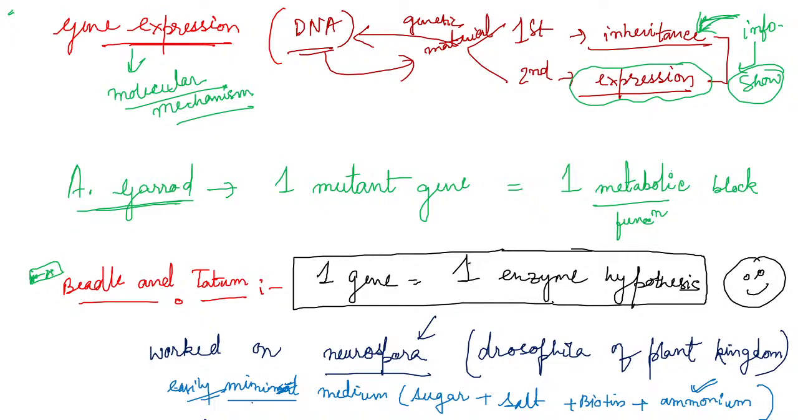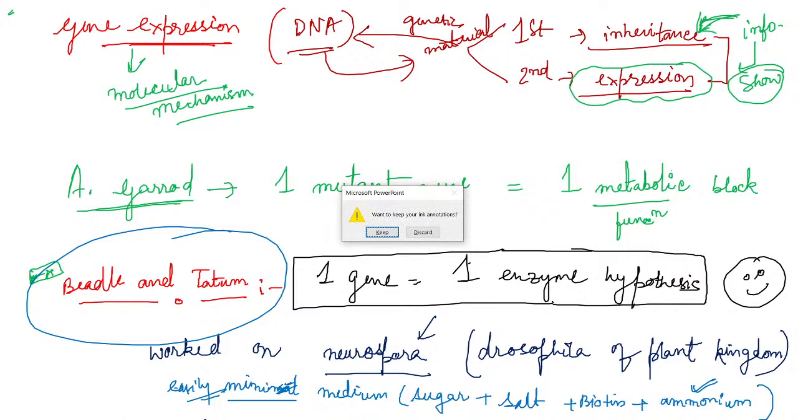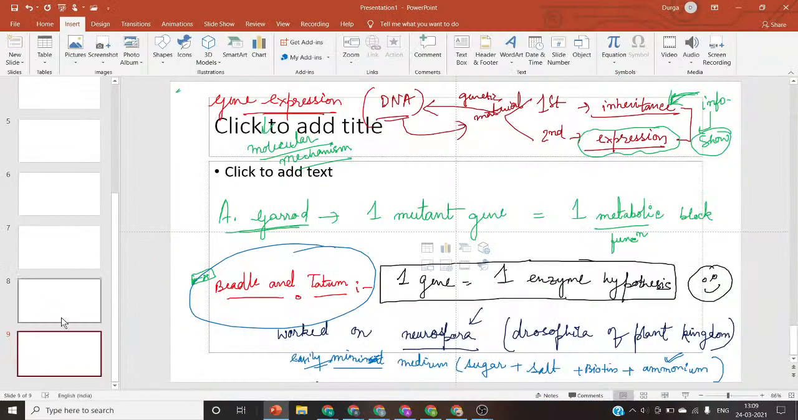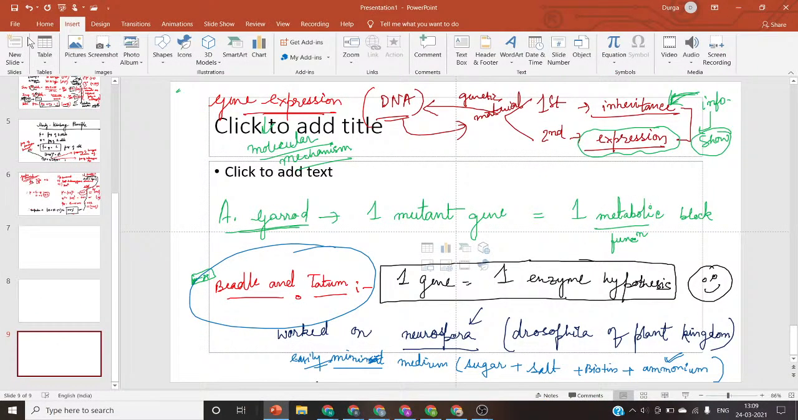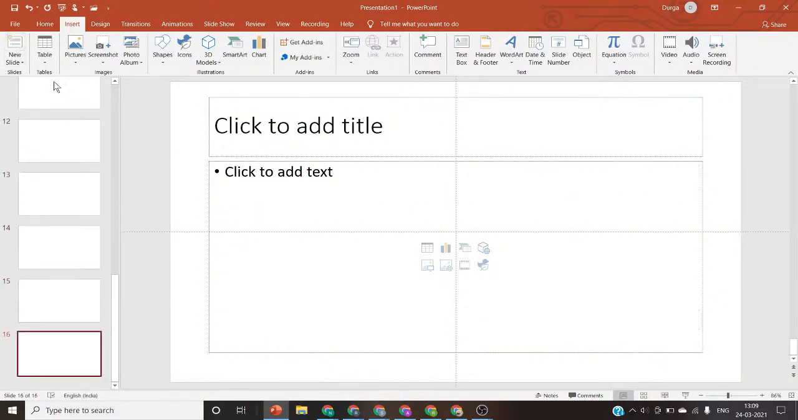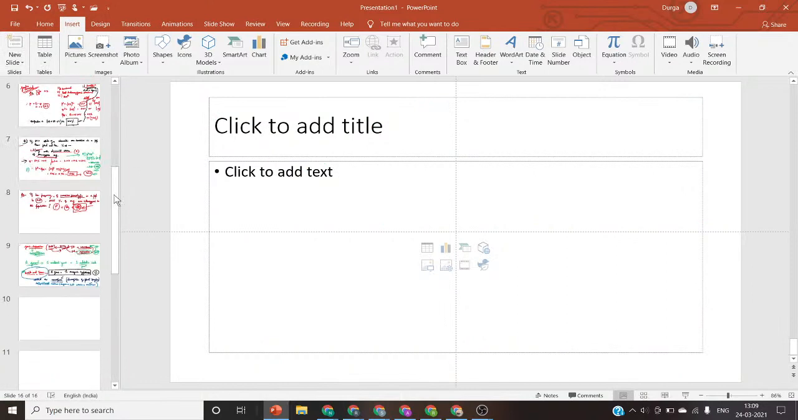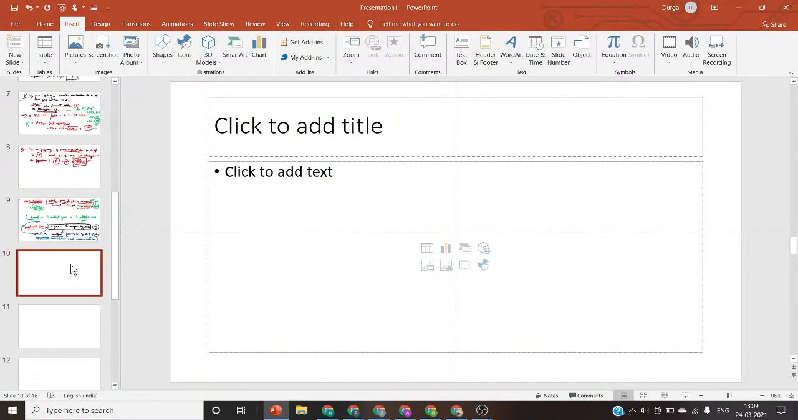Now, what type of experiment did Beadle and Tatum do? We have to learn about this experiment. Let me take more slides. I'll make a PDF of these slides and put it in the description.